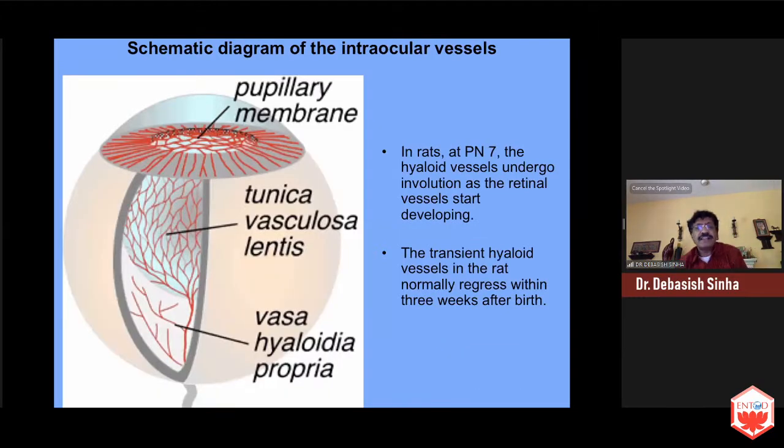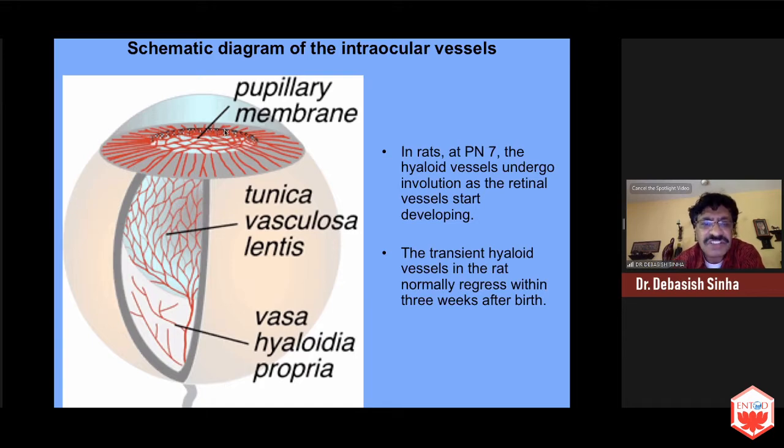So with that, that was about astrocytes that I had to tell you, and I'm moving to a little bit about the fetal vasculature or the hyaloid vasculature, and I don't have to tell this crowd what it is. I'm sure you all know the eye has a very unique vasculature system, right? So during development, the lens particularly and the whole eye is fed by what is called the fetal or the hyaloid vasculature, and you can see the pupillary membrane, tunica vasculosa lentis and the vasa hyaloidea propria.